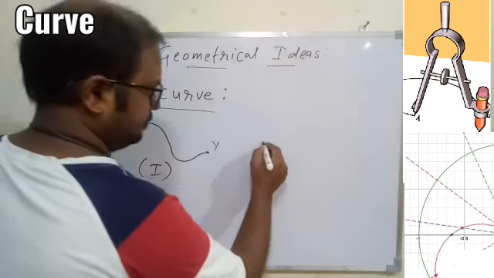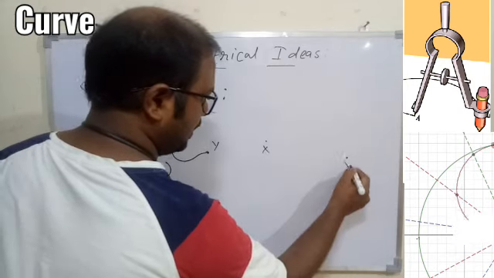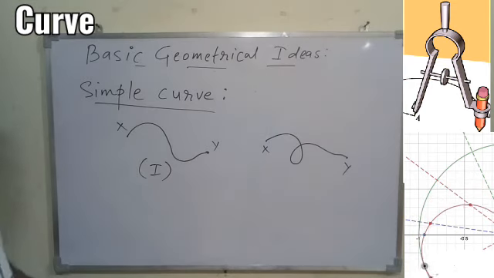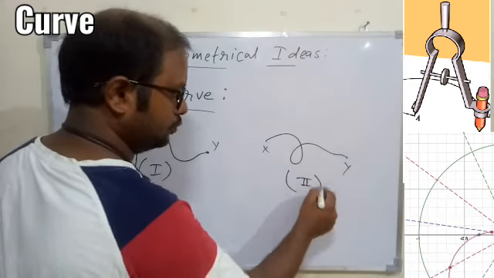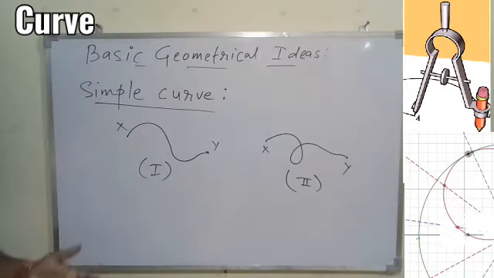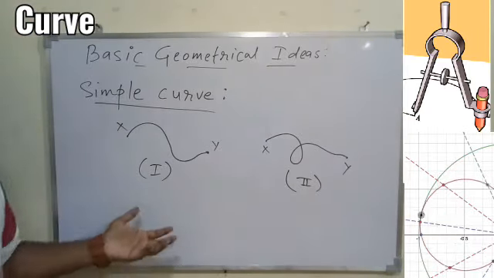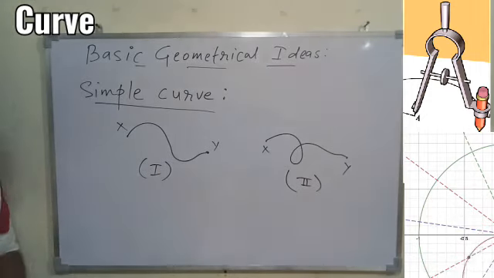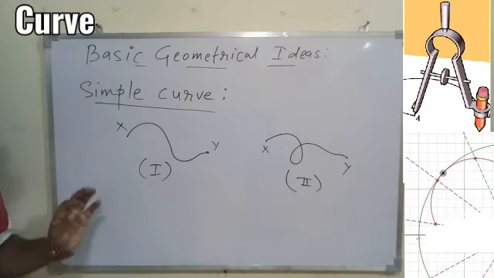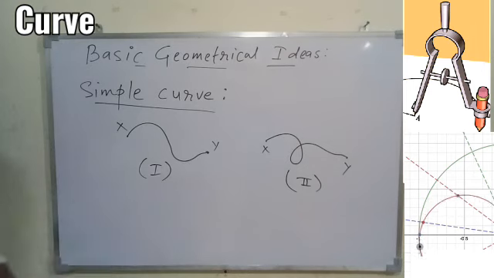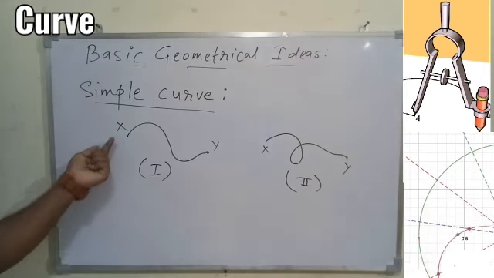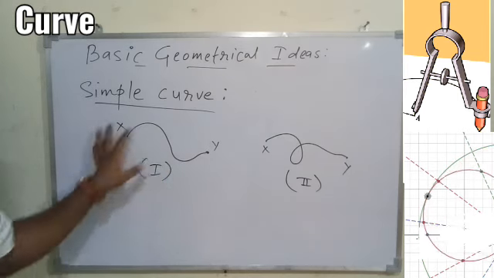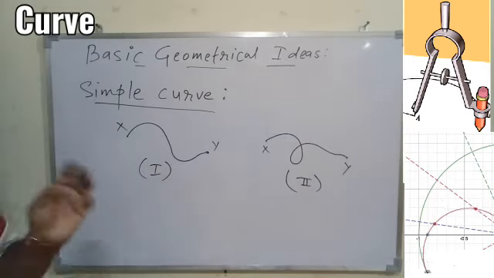This is 1, and take another x to y, which is also a curve. Let this be number 2. When we are talking about a curve, it doesn't have a particular shape or size, anything can be drawn. Both 1 and 2 are curves, but you can see some difference. In number 1, from x to y, the line is not crossing itself. It started from x and moved to y, and in between there is no cross.